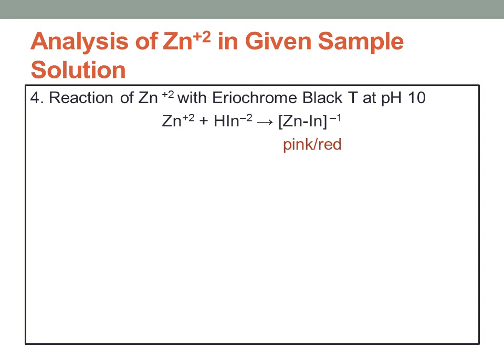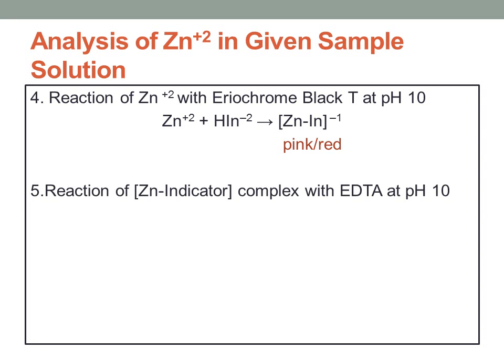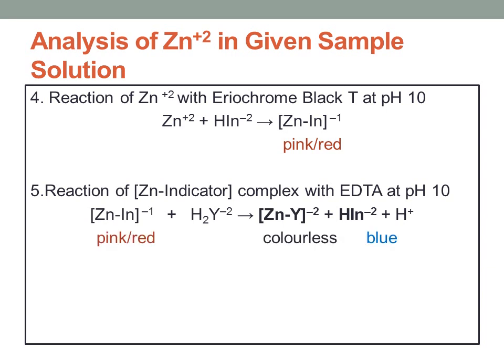And in step number 5, you will write the reaction of zinc indicator complex with EDTA. So it is forming a colorless zinc EDTA complex, along with the free indicator, which will be represented in the equation on the product side. Again, you will report the colors of the species.